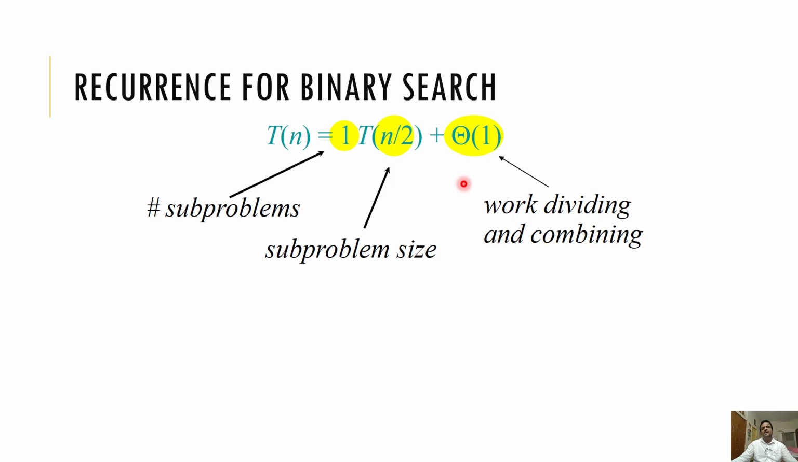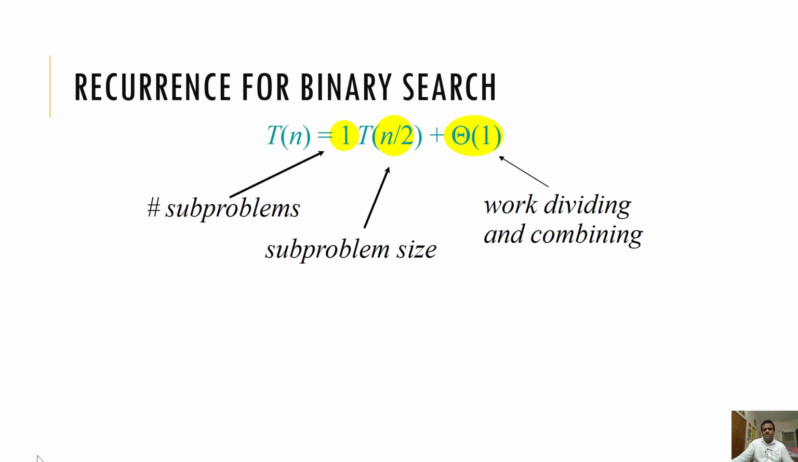What is the recurrence over here? We have only one subproblem, because we are only searching in the right subarray or the left subarray, not both, and this is the size of the subarray, n by 2, because we are checking in the middle and going either left or right. And this is the work we are doing for dividing and combining. Combine is nothing, we do not need to combine anything, but in the dividing part we are checking the middle element, and that checking takes constant time. So that is theta of 1.